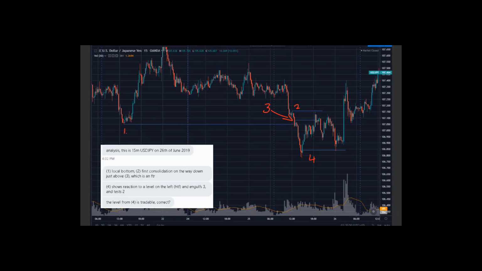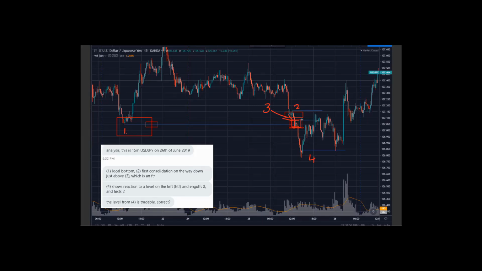This is UJM15, and it's a great trade idea. From the 26th of June, 1 on the left here. This was a local bottom. 2 was the first consolidation on the way down, just above this consolidation at 3, which is an FTR. Okay, this candle broke the low over here, and this was the consolidation before price broke this low. Okay, so that's your FTR.